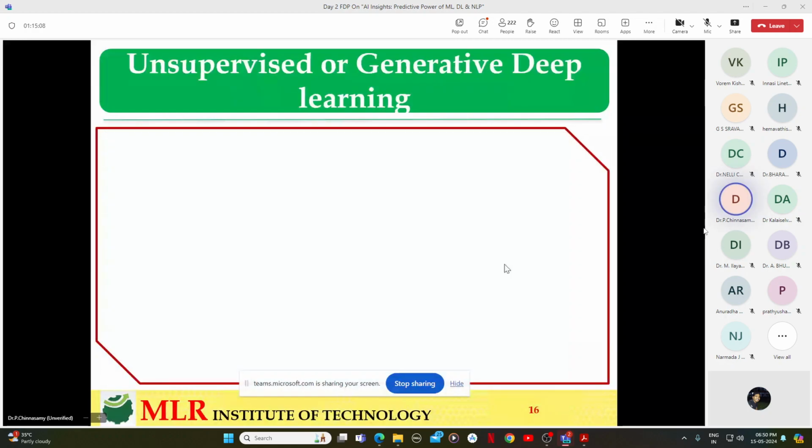Participants, any doubt for the first model of supervised architectures? Any doubt? Yes, what is labeled data?